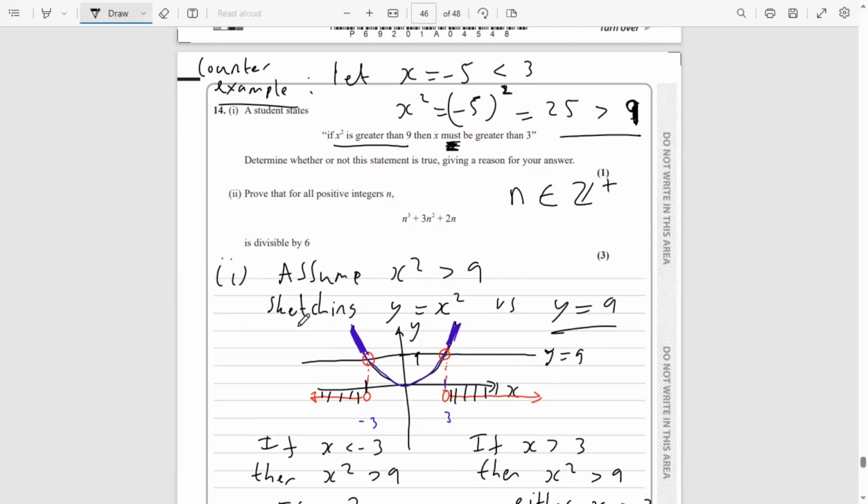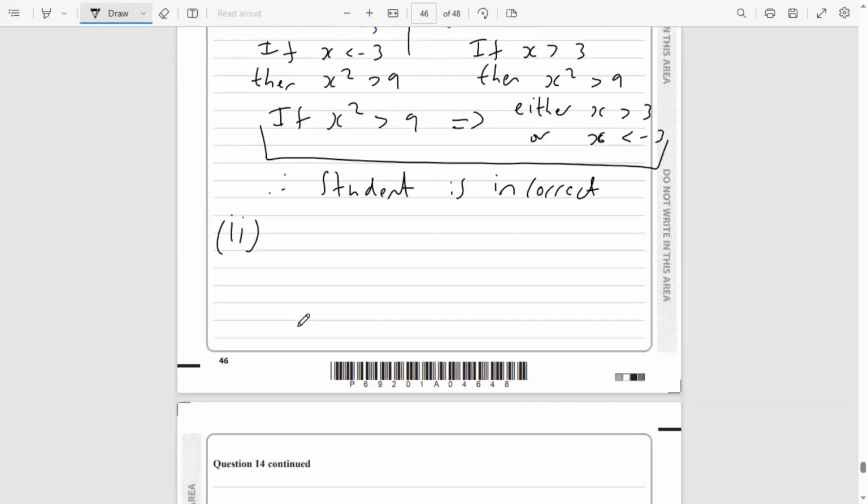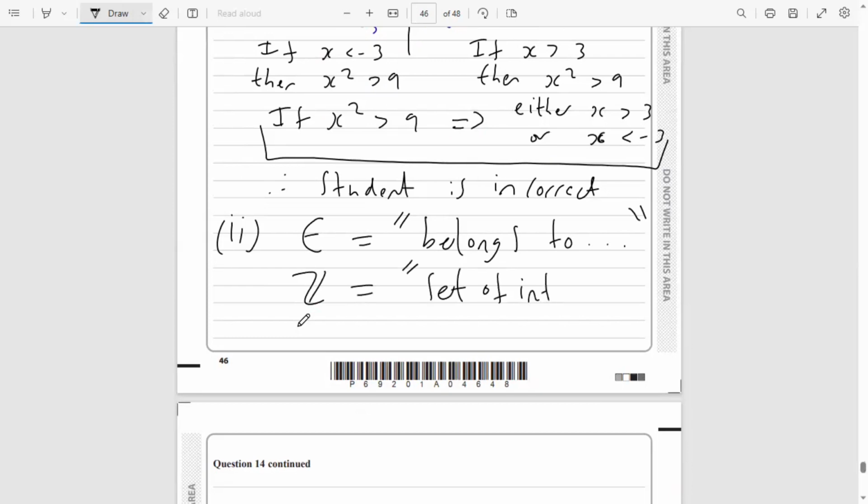So in second year, sometimes they do tend to use this notation. So if you've not seen this notation before, I'll just write this down here. So this kind of C with a line in the middle, like a kind of curly E, just means belongs to. So it's just mathematical notation for belongs to. And this Z notation is the set of integers.